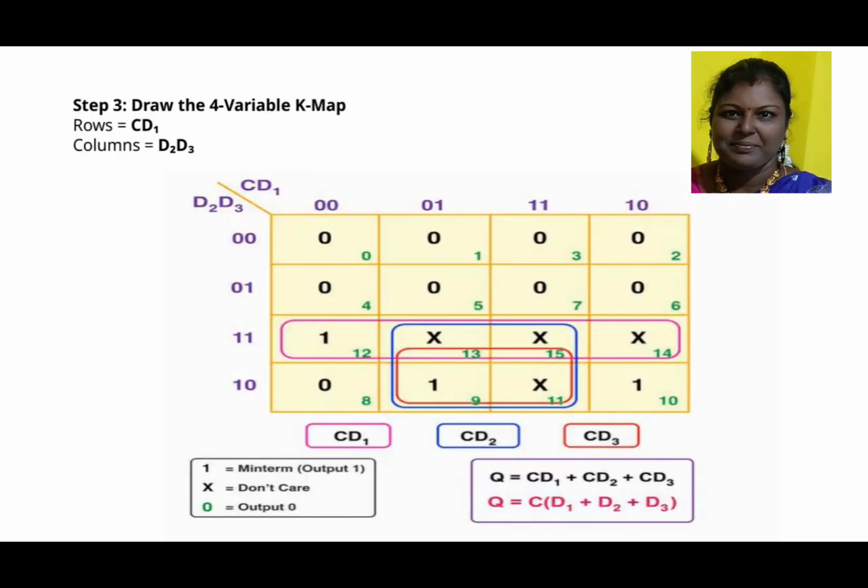Now we're ready for step 3, drawing the 4-variable Carnot map. We set the rows to represent the variables C and D1. Then, the columns correspond to D2 and D3. This layout helps us organize all possible combinations clearly. It's a crucial step because it sets the stage for simplifying the logic expressions that follow. Let's keep this structure in mind as we move forward.